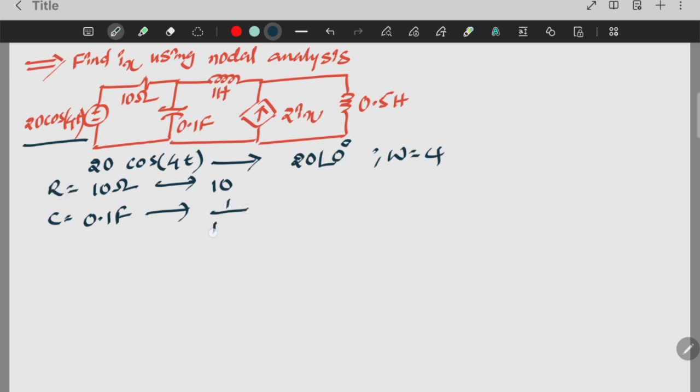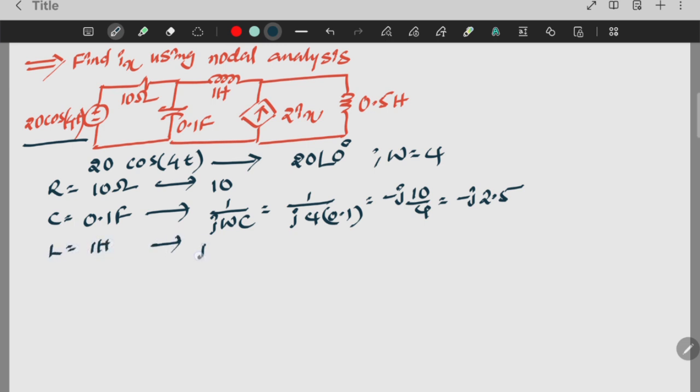Its phasor domain impedance will be 1 by j omega C. That is 1 by j, with omega 4 and capacitance value 0.1, which is equal to 1 by j, that means minus j, times 10 by 4, which is equal to minus j 2.5. Like that we can write. Then we need to concentrate on the next one, 1 Henry. Inductance is equal to 1 Henry. Its impedance is given by j omega L. j into omega is 4 and the inductance value is 1, so it is simply j4.